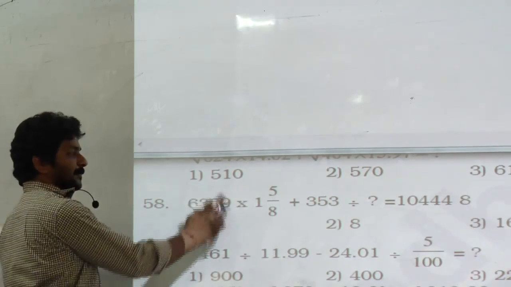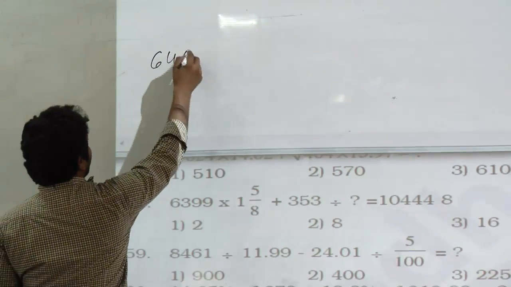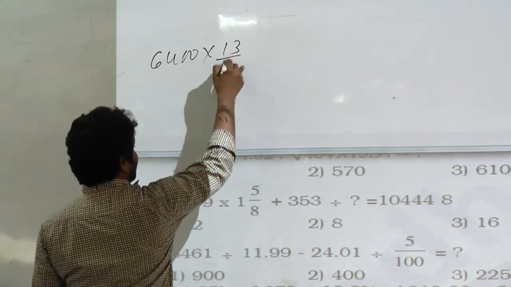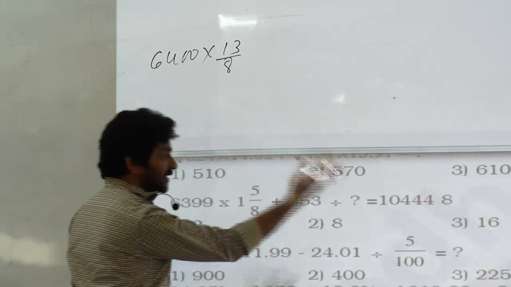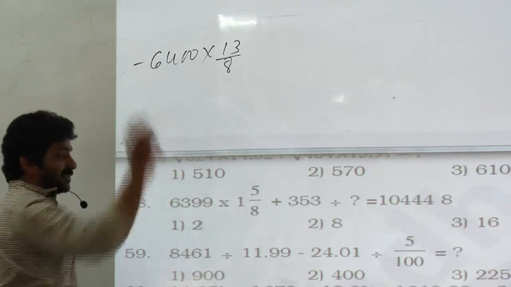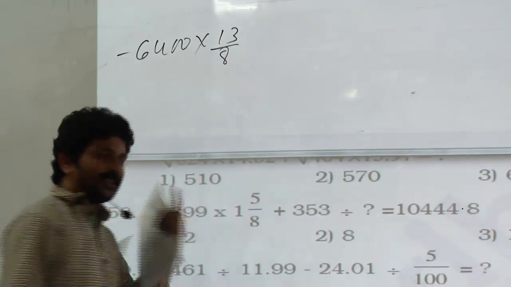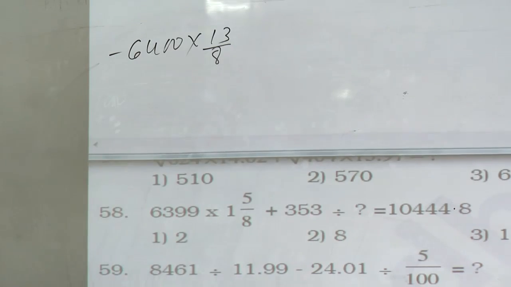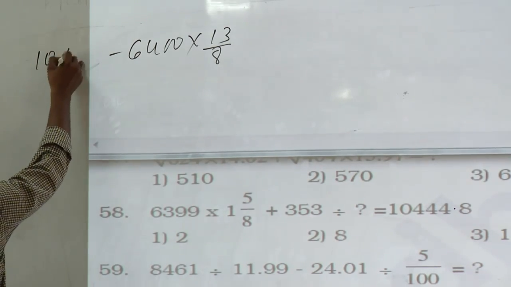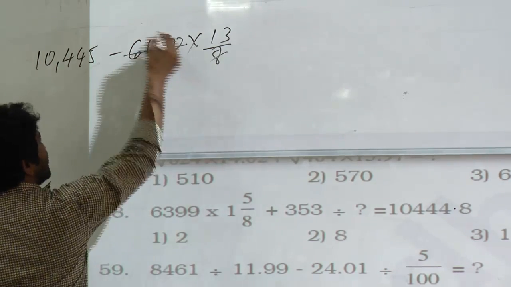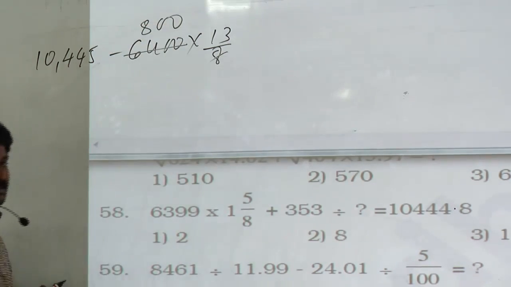How much is this? 6,400. 1 5 by 8 in the sense 13 by 8. Take this to right hand side. That becomes minus. You need to subtract it from, I think this is 10,444.8. Let's read it as 10,445. This is how many times? 800 times.